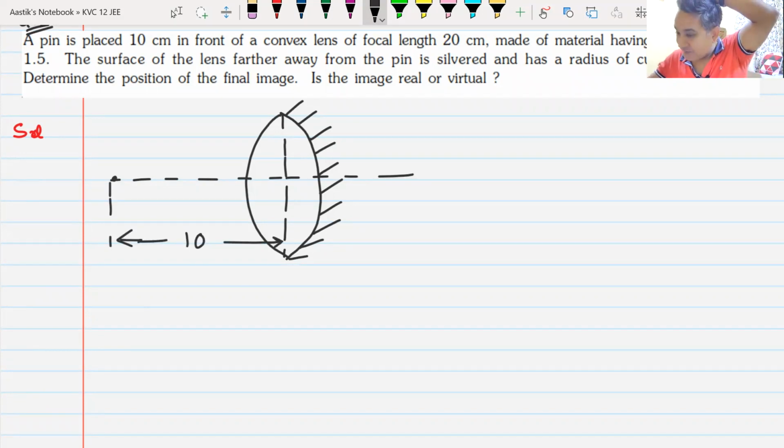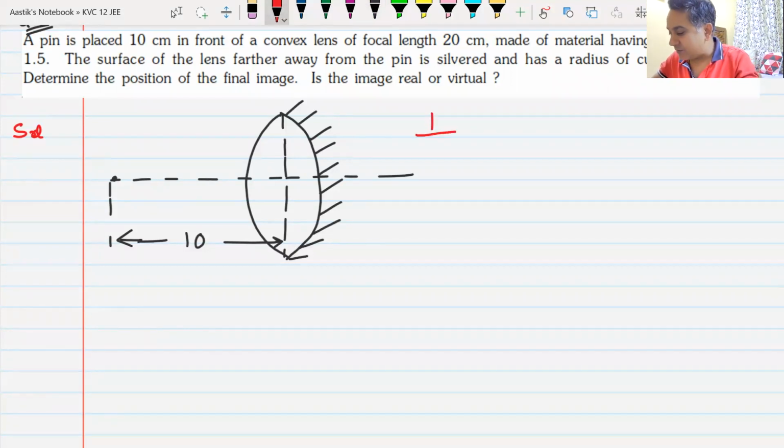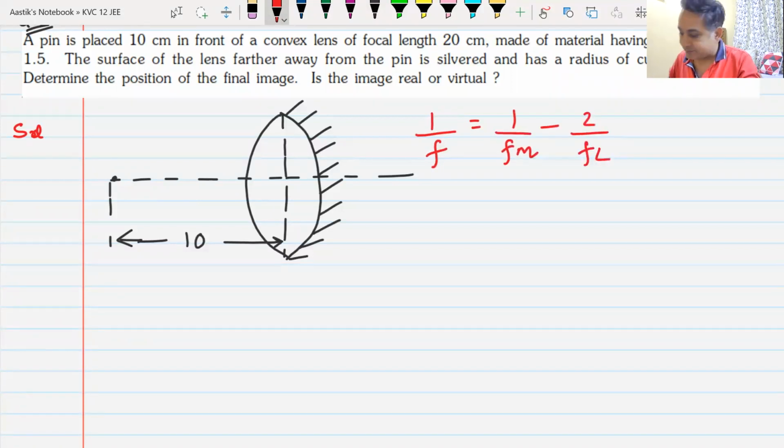Good. First of all, I have to find out the focal length of this combination. How do I find the focal length of this combination? It is silvered, so it is 1 by focal length of the mirror minus 2 by focal length of the lens. So 1 by f, let us first do it. So 1 by f will be, what is the focal length of the mirror? Tell me. Radius of curvature is given as 22 centimeters. So what is the focal length of the mirror? 11. Minus 11.